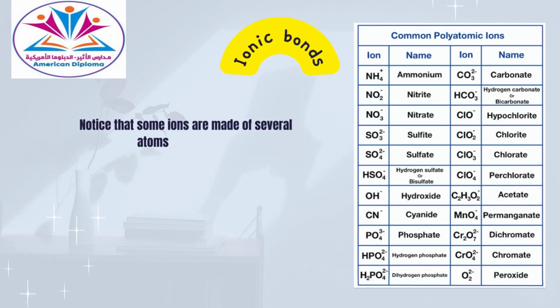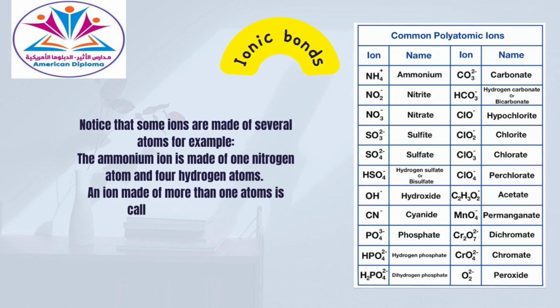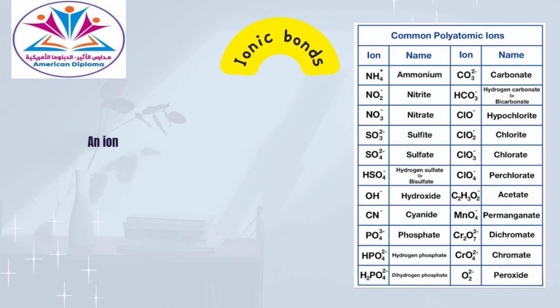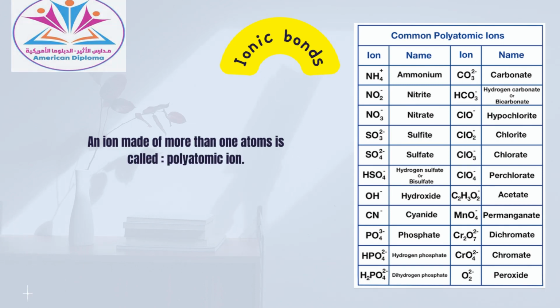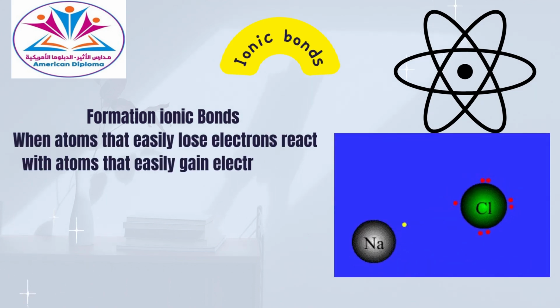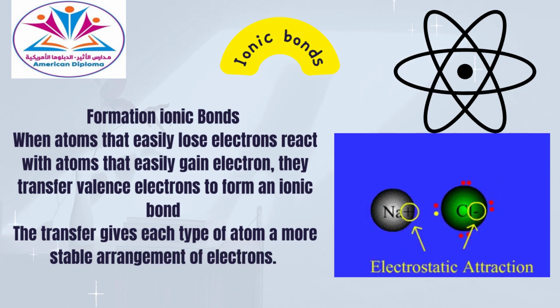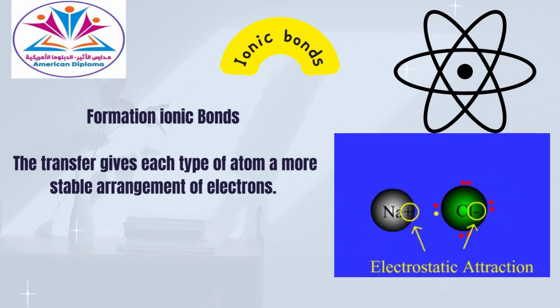Notice that some ions are made of several atoms. For example, the ammonium ion is made of one nitrogen atom and 4 hydrogen atoms. An ion made of more than one atom is called a polyatomic ion. Formation of ionic bonds: when atoms that easily lose electrons react with atoms that easily gain electrons, they transfer valence electrons to form an ionic bond. The transfer gives each type of atom a more stable arrangement of electrons.